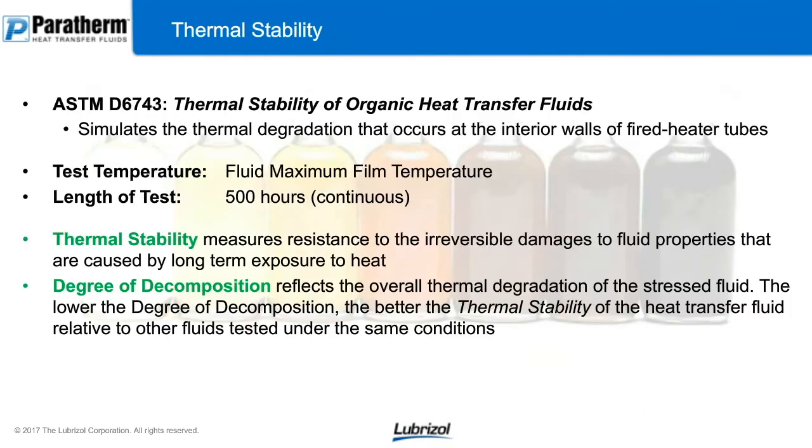Now moving on to thermal stability. Thermal stability of organic heat transfer fluids is measured by a test method called ASTM D6743. Now what does this mean? Basically, it's an ASTM method that can be used to simulate thermal degradation that occurs at the interior walls of a fired heater tube. Why is this important?